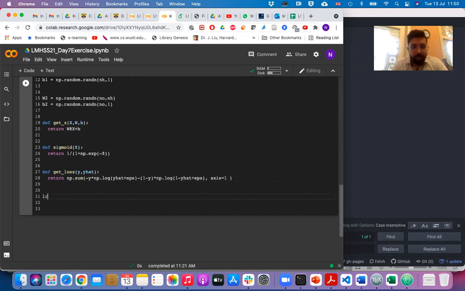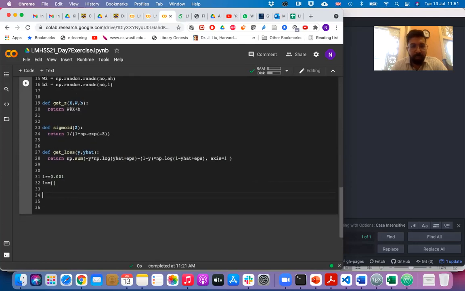Okay, now let's define some parameter for our learning rate. What else do we need? We need to append the loss somewhere. And I think now we can do it for a certain number of iterations. Let's say we give it 1,000 iterations. First, let's write the forward pass. Forward pass is to calculate the output of the neural network.